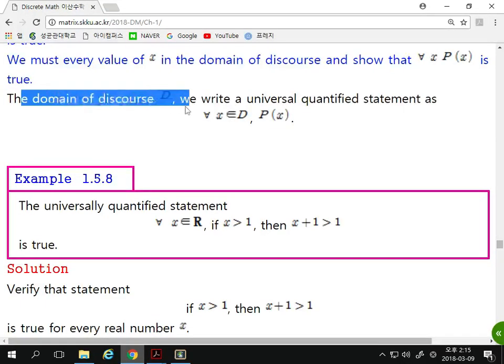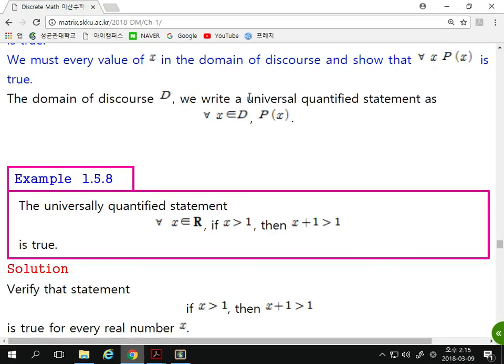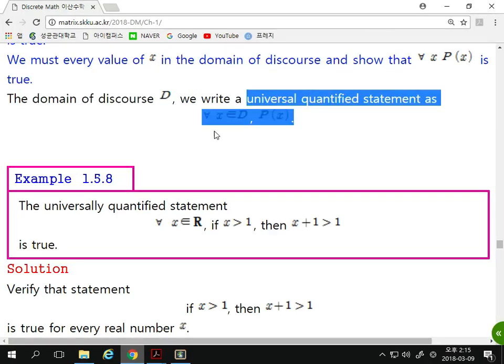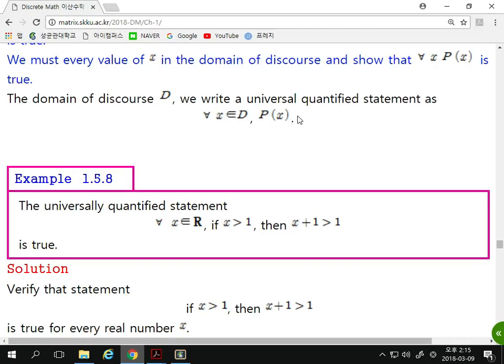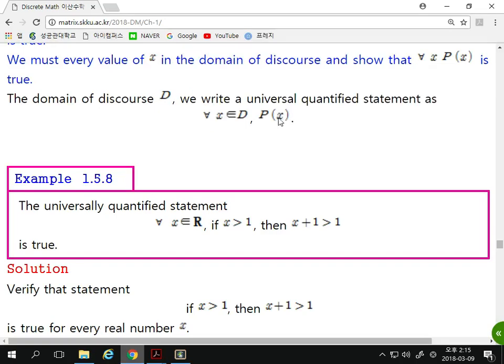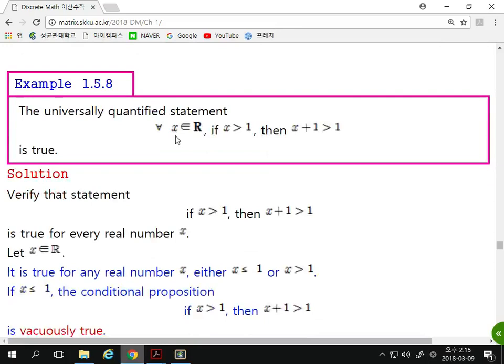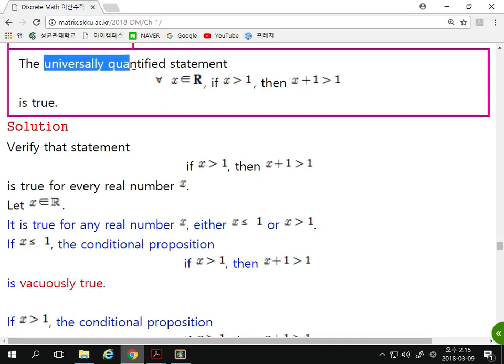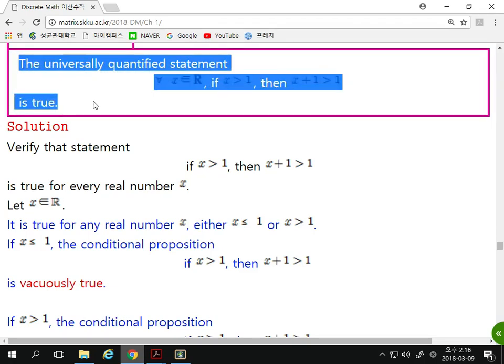Here, with the domain of discourse D, we write a universally quantified statement as for all x in D, P of x, and ask whether it's true or not. This is the typical way that we use the universally quantified statement. Consider: for all x, if x is bigger than 1, then x plus 1 is bigger than 1. This is true.